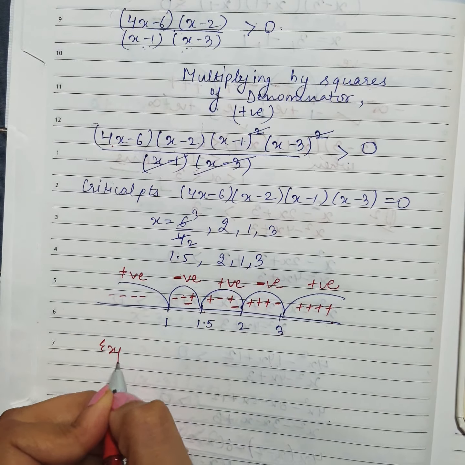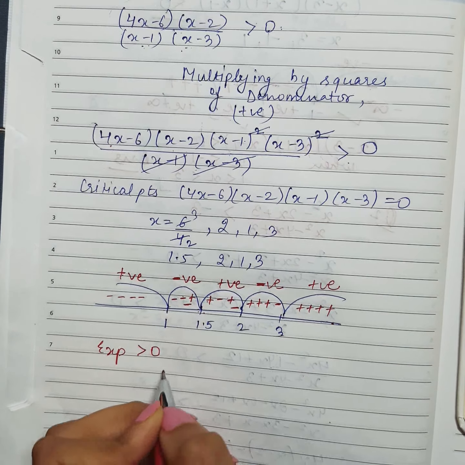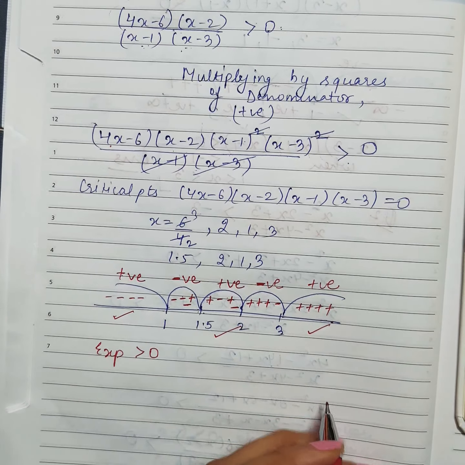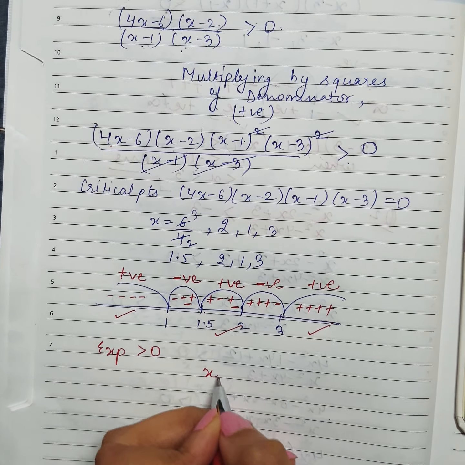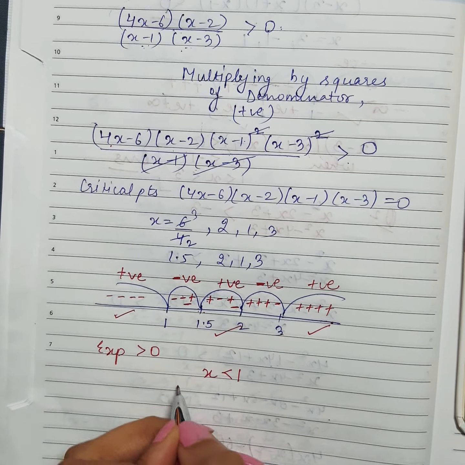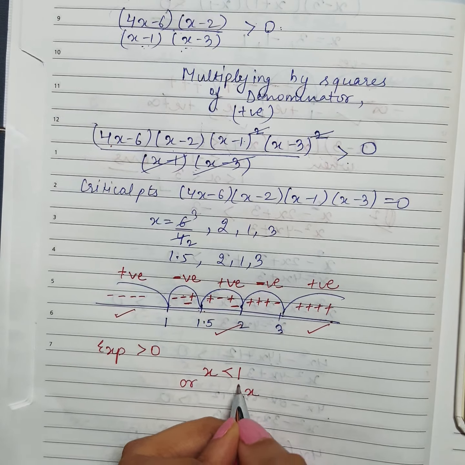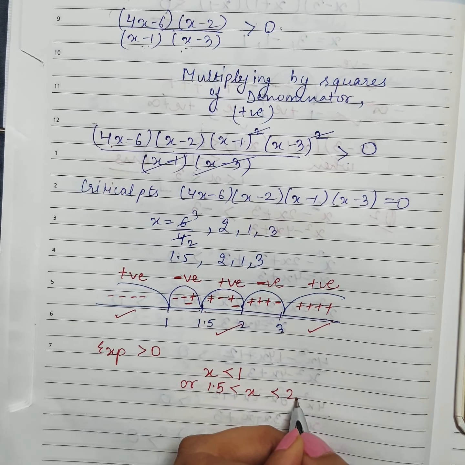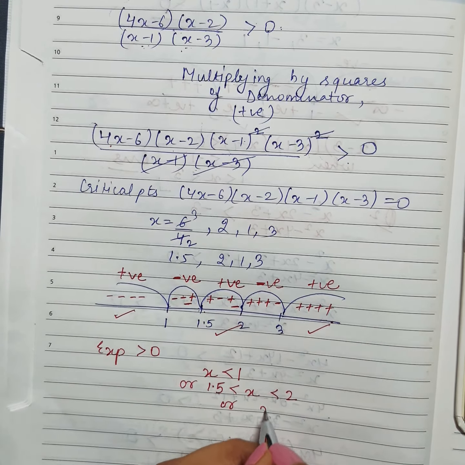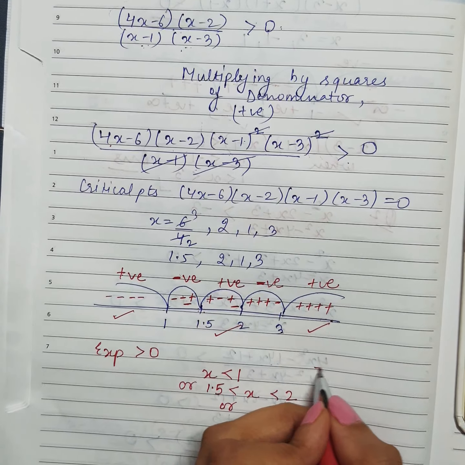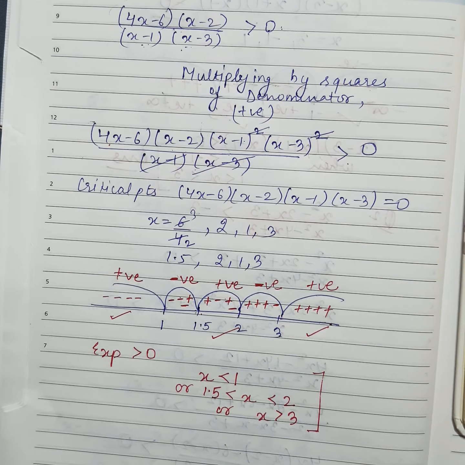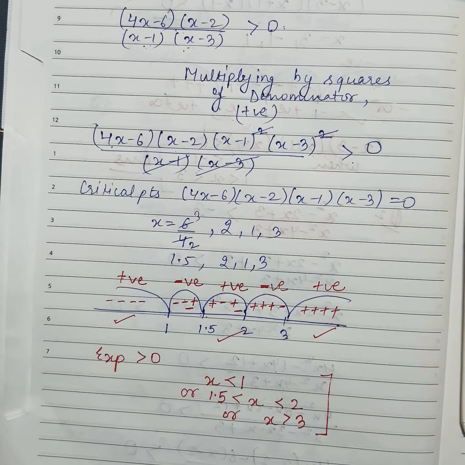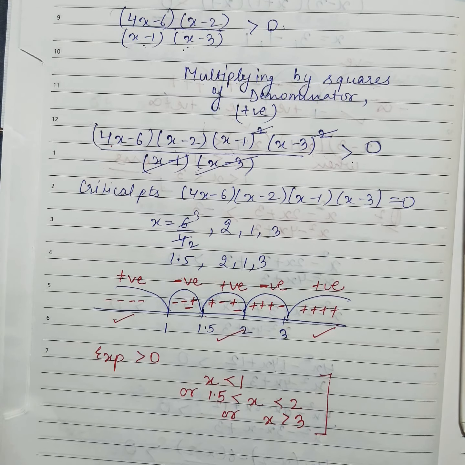For the expression greater than 0, it is this interval, this and this. So that means x has to be either less than 1 or x has to be between 1.5 to 2, or it can be x greater than 3. All are the range of the given quadratic inequality with rational expression. So this is the required answer.